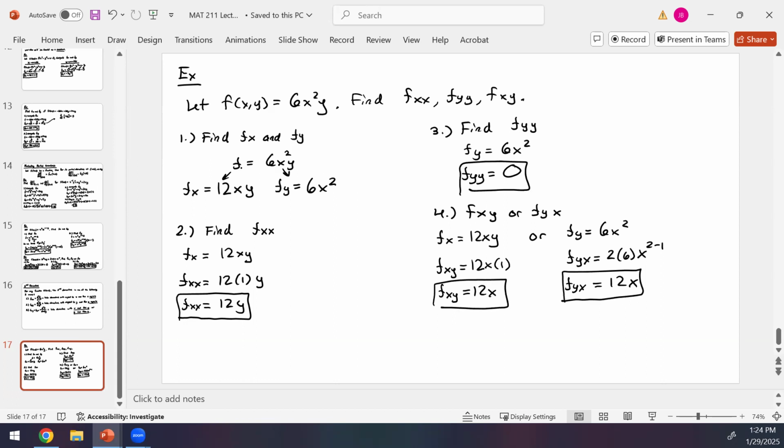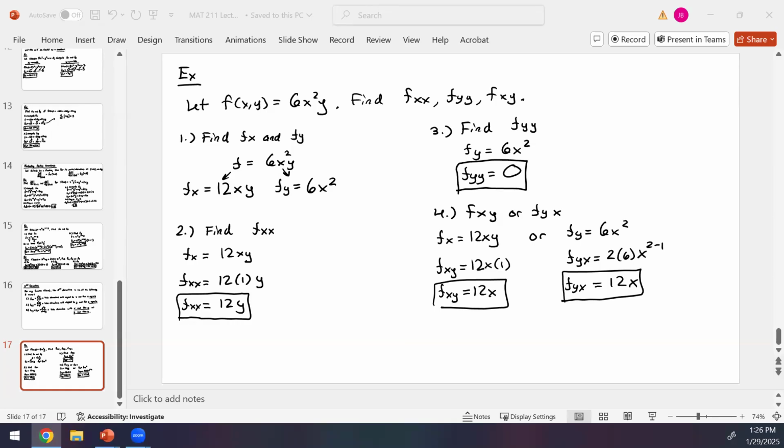And there you go. When we get to max and min, you're going to have to calculate these three values because that's how you're going to show if something is an absolute max or an absolute min, or I guess local max, local min. And yeah, that's how you do second derivatives.